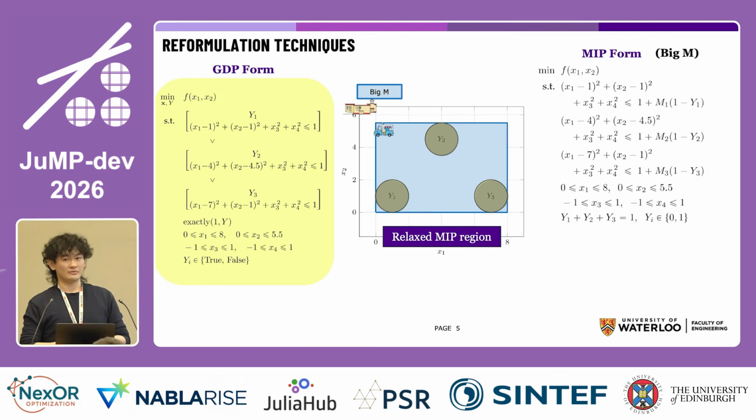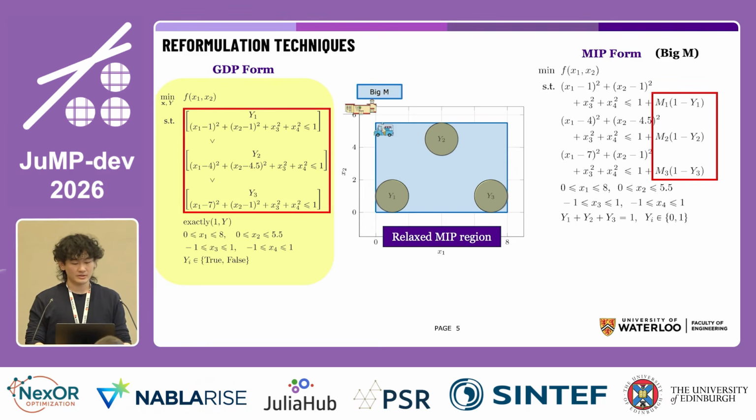The first one I'm going to go over is called Big M. It's actually very simple in terms of its formulation. Each disjunct gets its own new constraint in the MIP form. So it's simple to model, but you get a really large search space for your solver. But we can do better here.